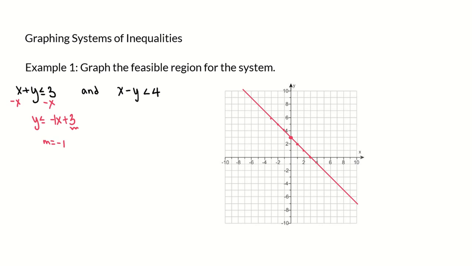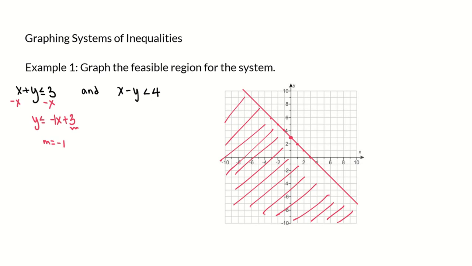Now the second equation, let's shade first. Y less than or equal to means we'll shade below this line. And now the second equation.